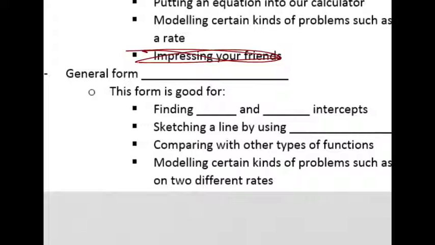There. General form. What does general form look like? How do you know something's in general form? It's ax plus by plus c equals 0. Right? Everything is on one side. You've got something in front of x, something in front of y, and you've got a constant by itself.